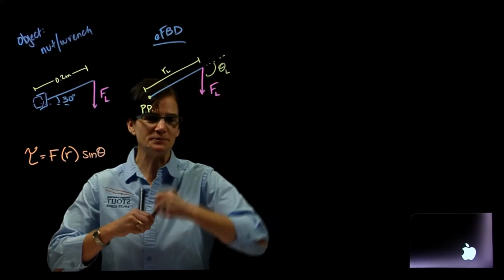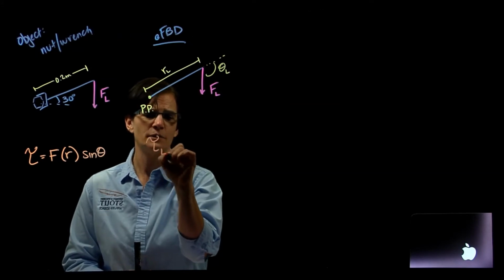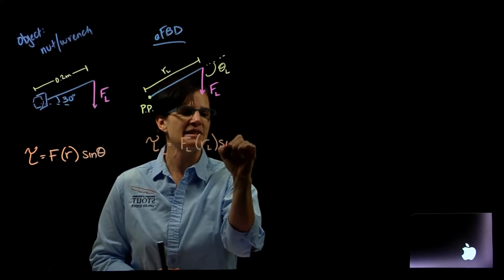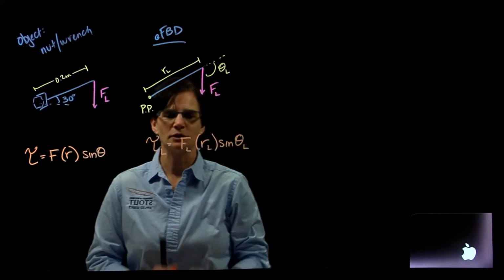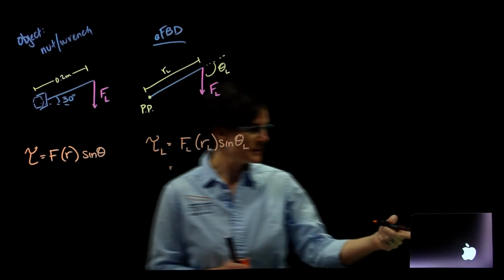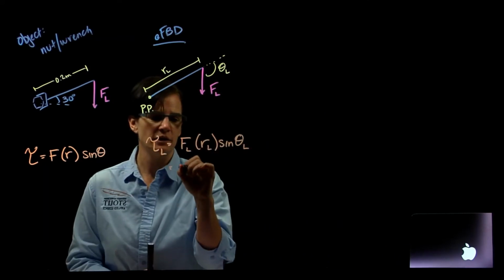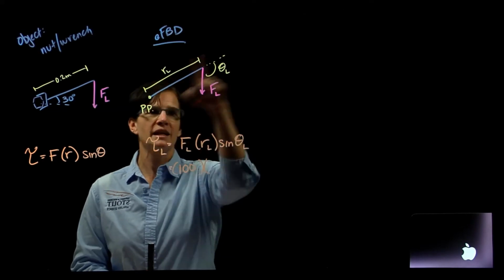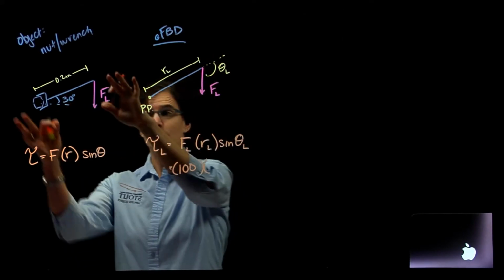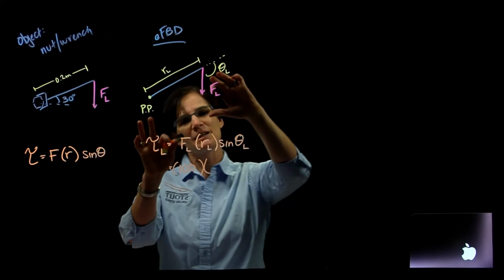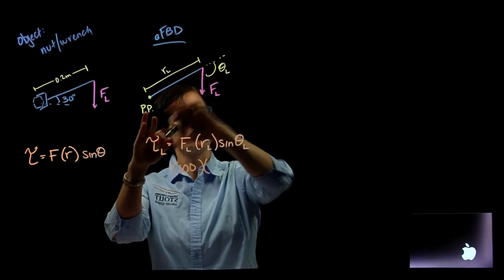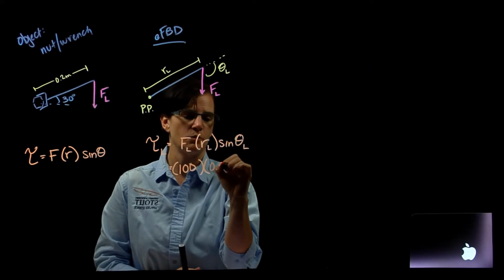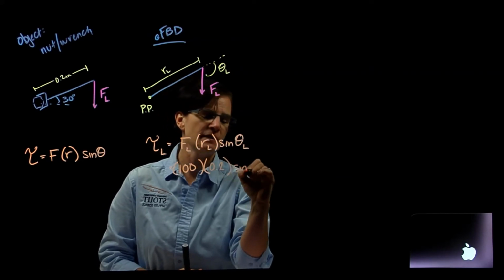So the torque of Luis is simply the force of Luis times the radius of Luis times the sine of the angle for Luis. My force of Luis says that she's pulling down with 100 newtons. The radius, we are told, of that wrench is 0.2 meters. That is equivalent to the radius that we've identified from the pivot point to the force. So that's 0.2, times the sine of the angle.